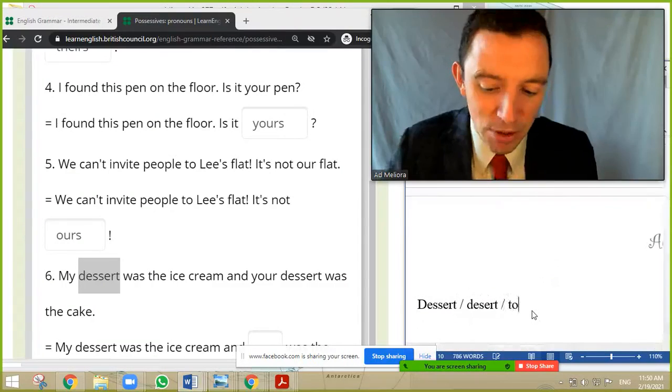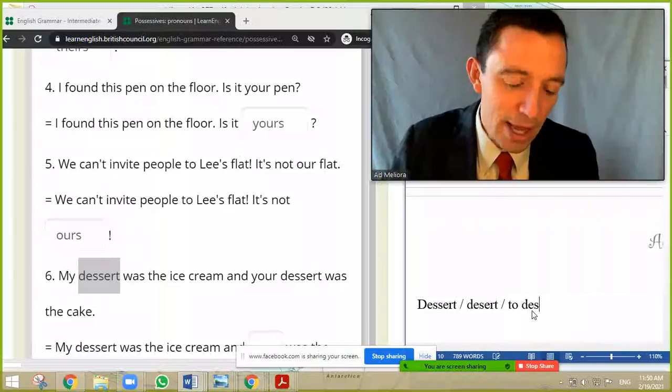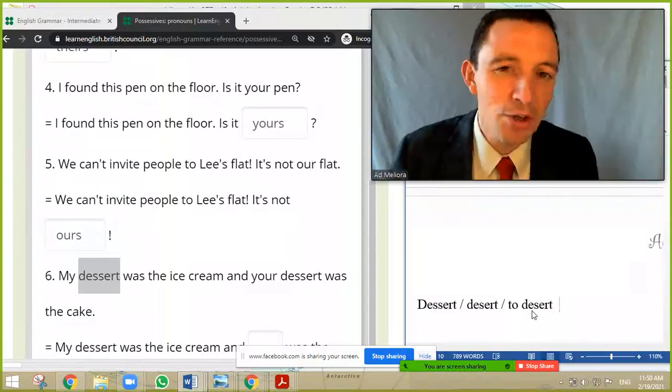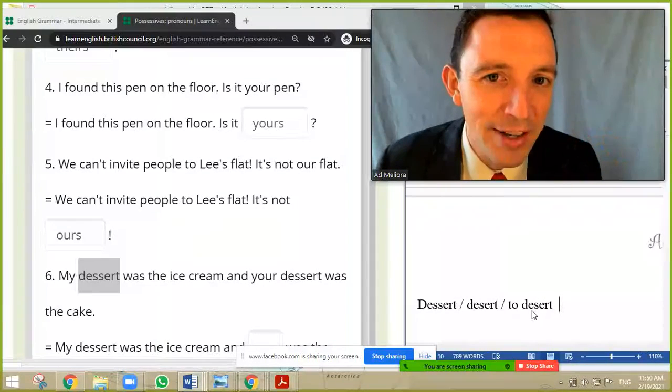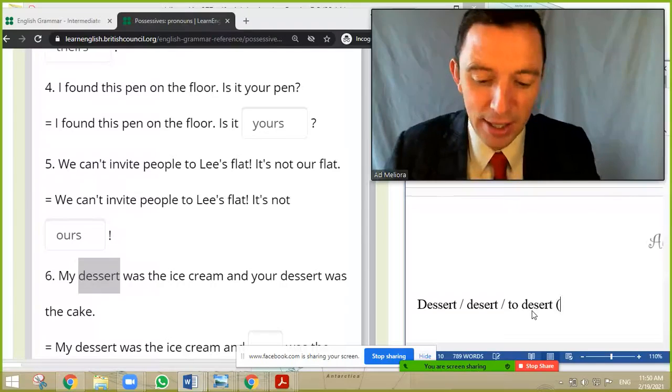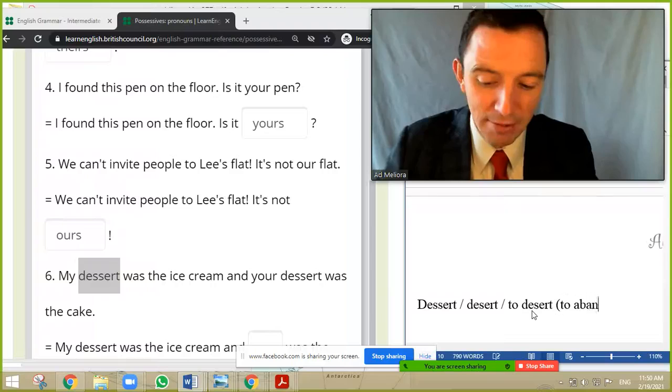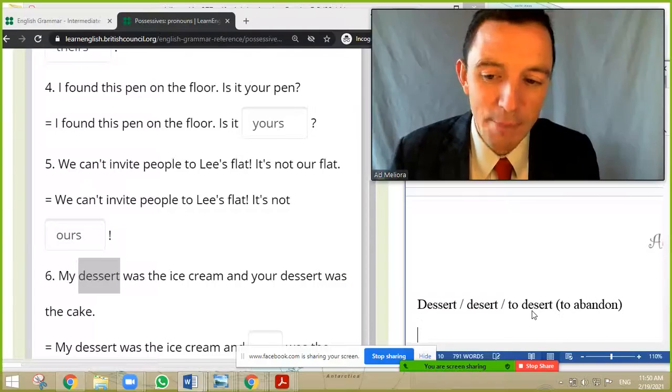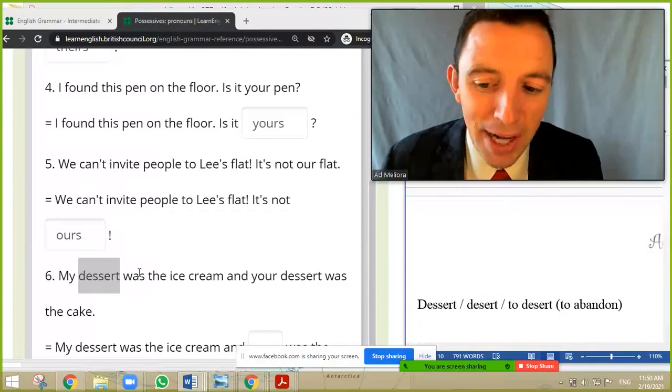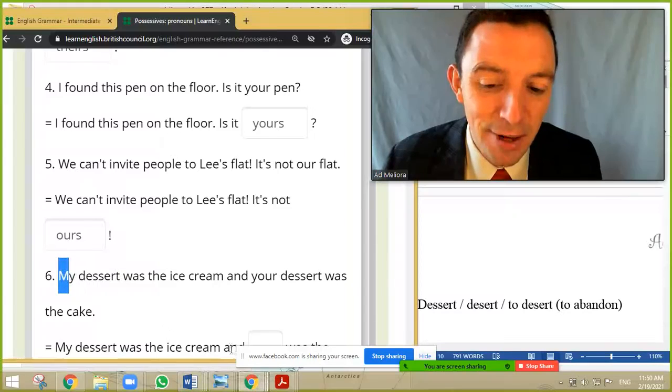And there is a verb to desert. It's possible to leave. So if you desert your friend at the party, you abandon your friends. So the significance of the verb is to abandon, and it is possible as well. Very advanced and very creative to abandon. Okay, but here it's the food. So my dessert is the substantive. My is the possessive adjective.